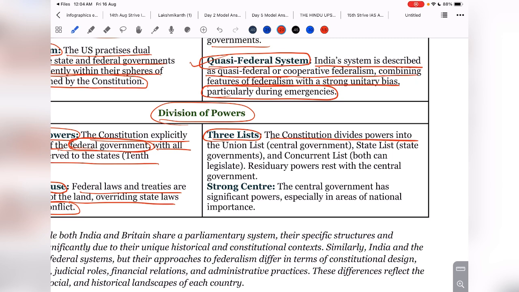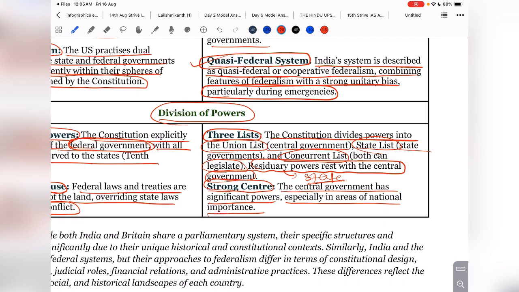That is, the central list, the state list, and both central and state list. Then one more power is called residuary power. This residuary power in the case of the USA rests with the state governments, but in India it rests with the central government. And India, having a strong central government, has significant power, especially in areas of national importance. So this is the difference between the federal principle of the USA and India.